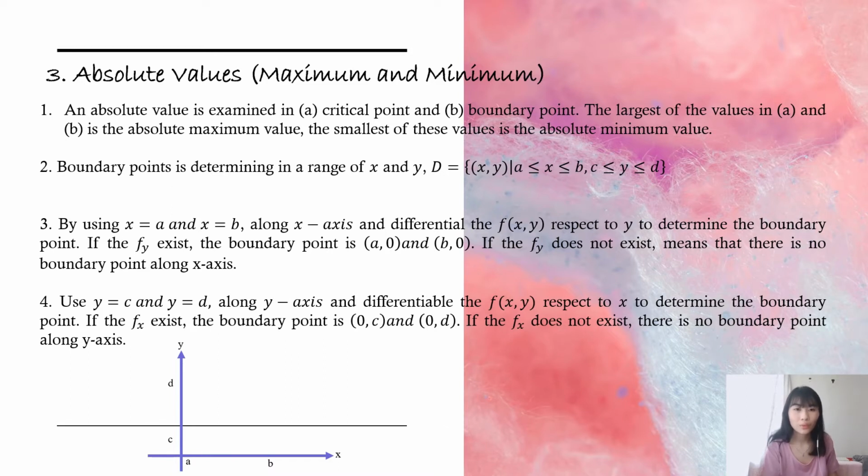By using x equal to a and x equal to b along the x-axis and differentiating f of xy with respect to y, determine the boundary point. If f of y exists, the boundary points are (a, 0) and (b, 0). If f of y does not exist, it means that there is no boundary point along the x-axis. Use y equal to c and y equal to d along the y-axis and differentiate f of xy with respect to x to determine the boundary point. If f of x exists, the boundary points are (0, c) and (0, d). If f of x does not exist, there is no boundary point along the y-axis.